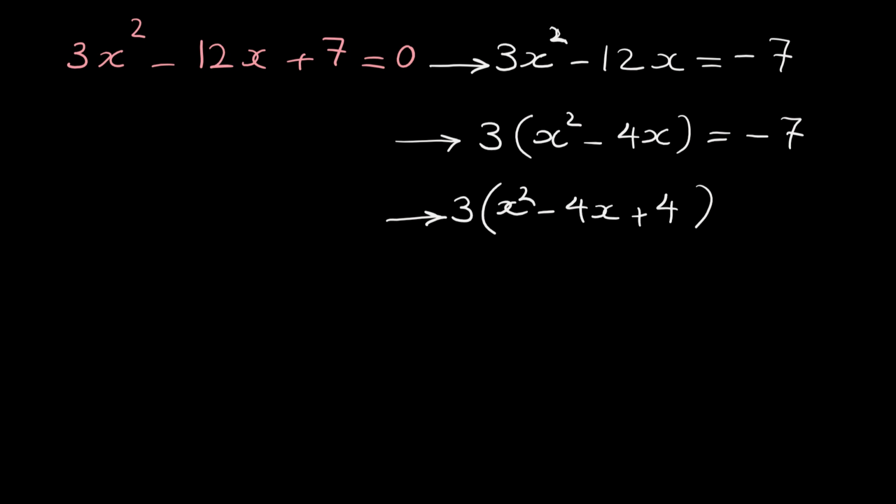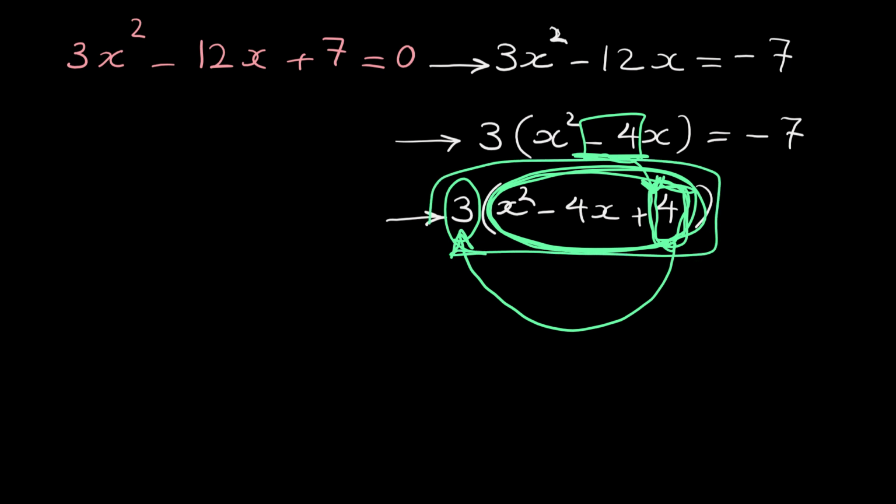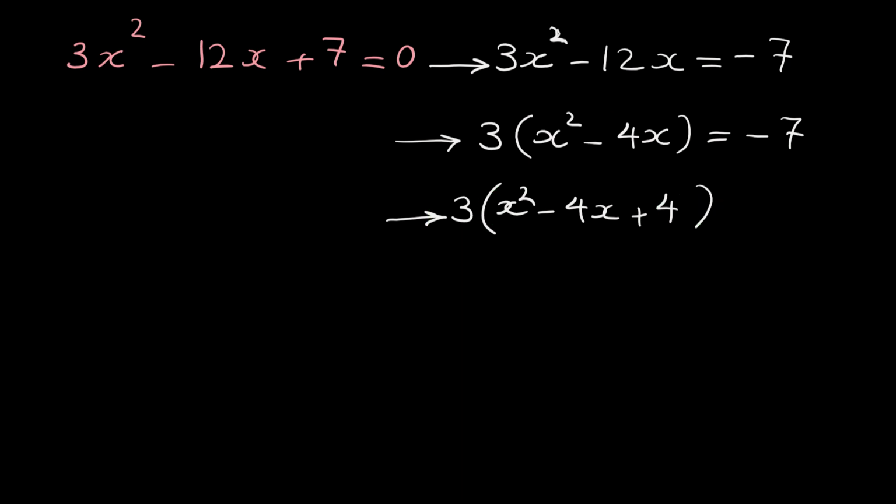Don't forget that you have to add a square of half of this number to the inside of the bracket, because we want to write this bracket as a perfect square. But attention, this 4 is inside of the bracket, so you have to multiply this 4 by 3. This is the number that actually you have added to the left side, because this 4 is going to be multiplied by 3. 3 times 4 is 12. So you have to add basically 12 to the other side, not 4. This is a common mistake.